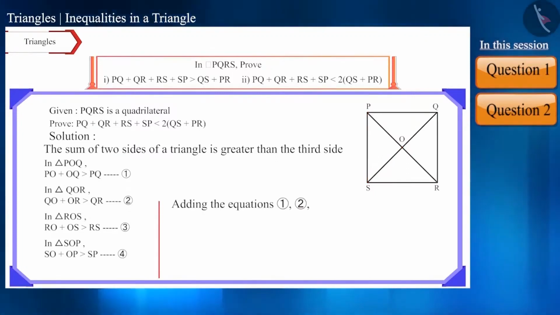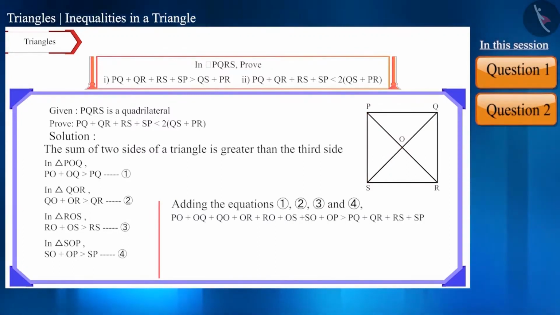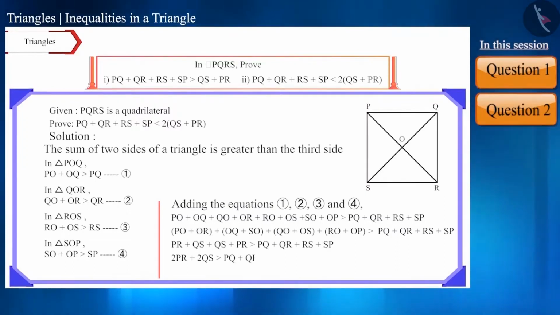Now if we add all four inequalities, then we get the sum. By simplifying it, we will get the result. If you write it this way, it will be something like PQ plus QR plus RS plus SP is smaller than 2 times PR plus QS. And thus, it has also been proved.